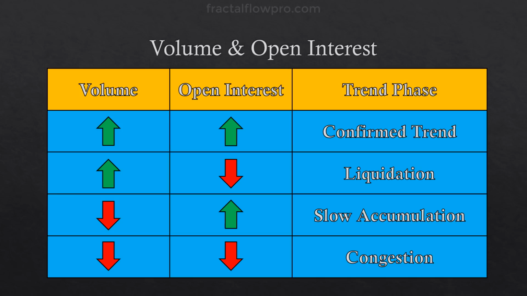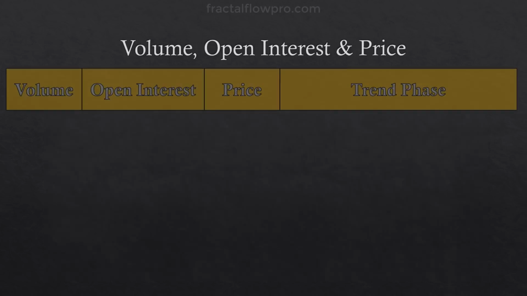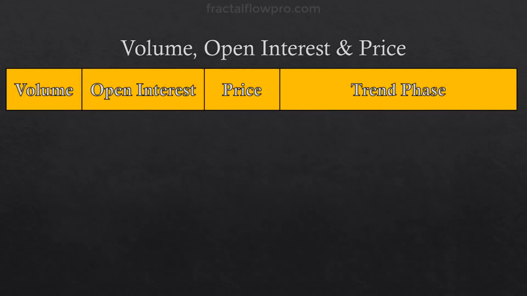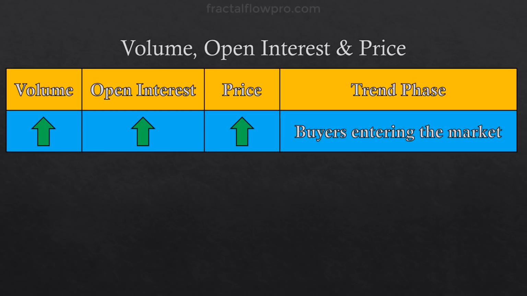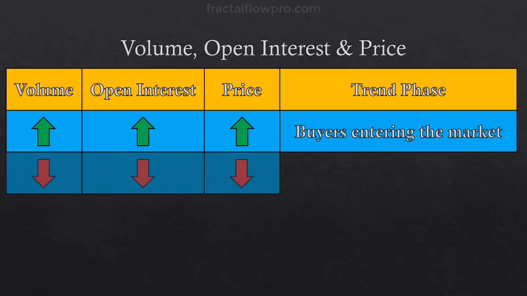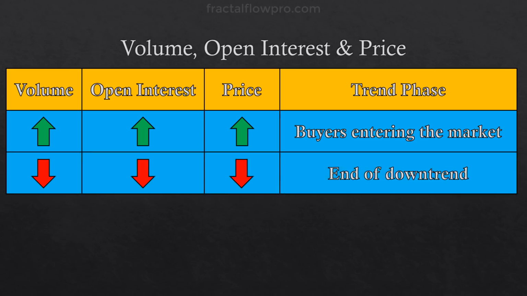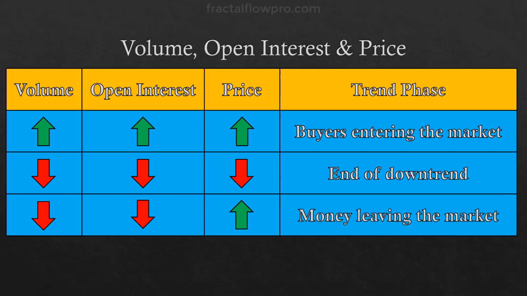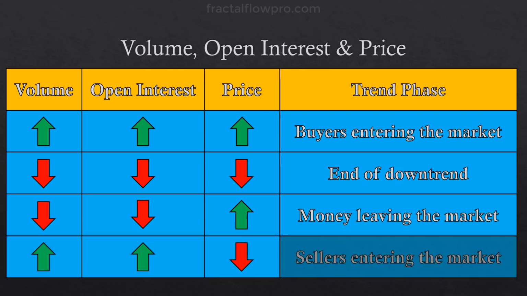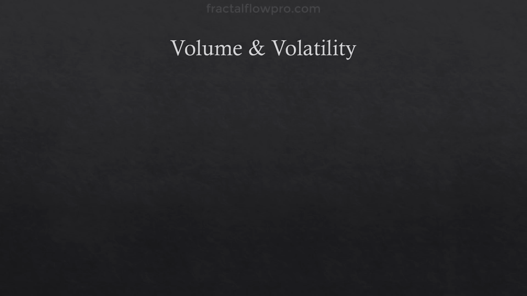We could go a step further and add that price movement to the standard interpretation to generate even more interpretations. When price, volume, and open interest are rising, it means that new buyers are entering the market. When price, volume, and open interest are falling, it means that the downtrend will end. When price is rising and both volume and open interest are falling, it means that money is leaving the market. When price is falling and both volume and open interest are rising, it means that bearish money is entering the market. We can also find an interesting relationship between volume and volatility.